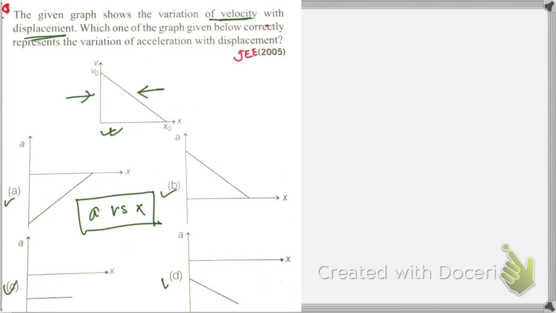Now you see these two points: this point is x naught comma 0 and this point is 0 comma v naught, right?